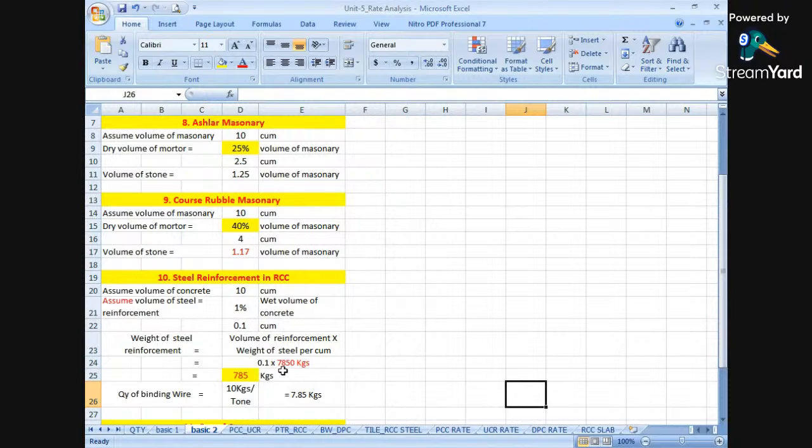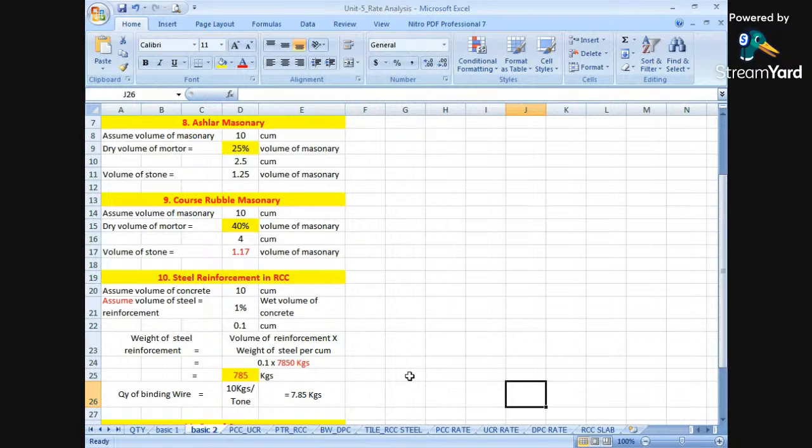So 0.1 multiplied by 7850 comes to be 785 kgs. ठीक है ना? The weight of steel required for 10 cubic meters of concrete is nothing but 785 kgs. How much steel is required for 10 cubic meters of concrete? So 785 kgs of steel will be required.